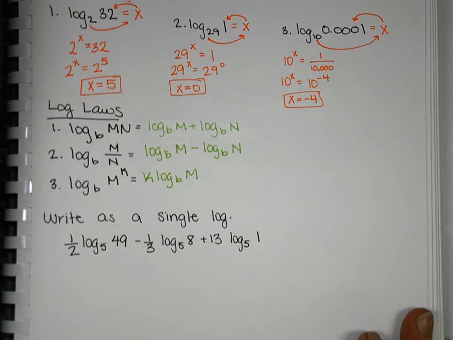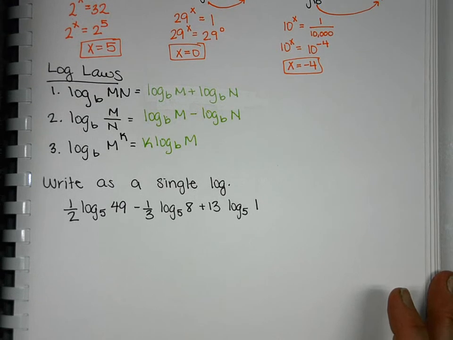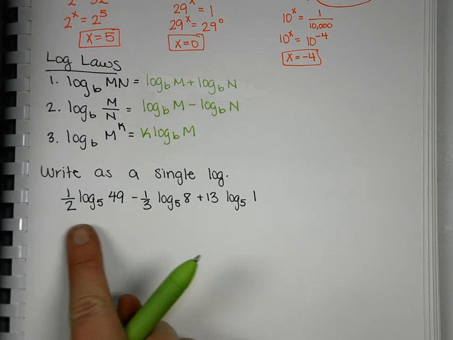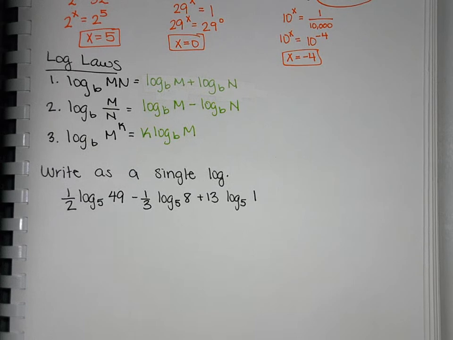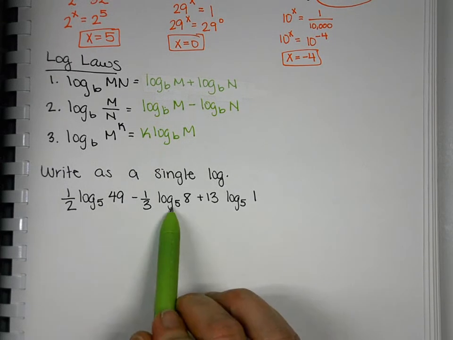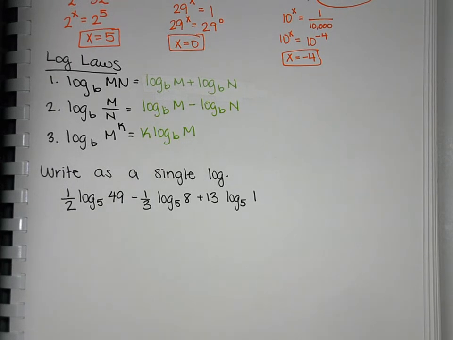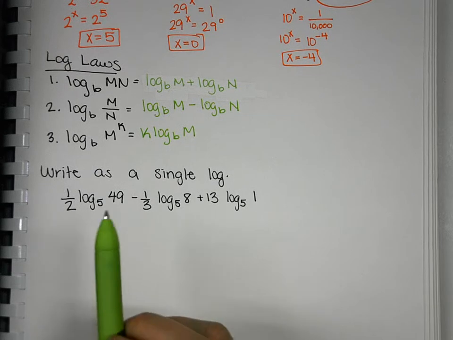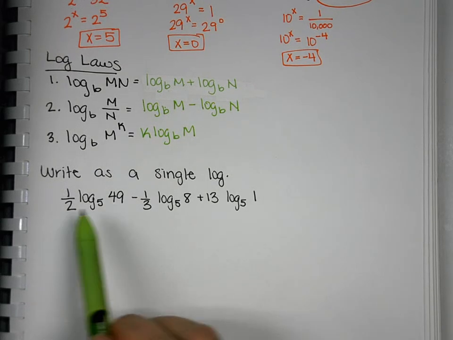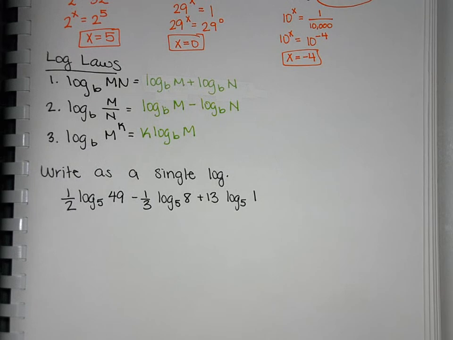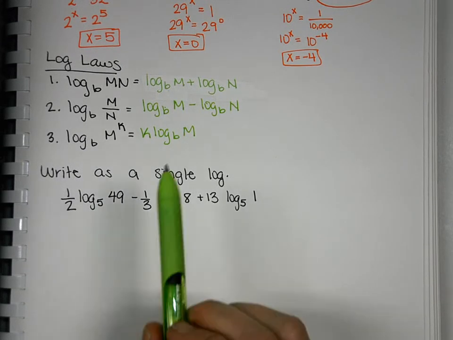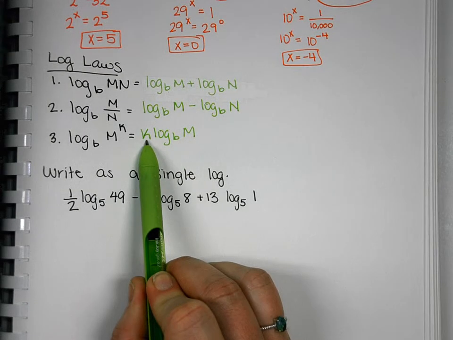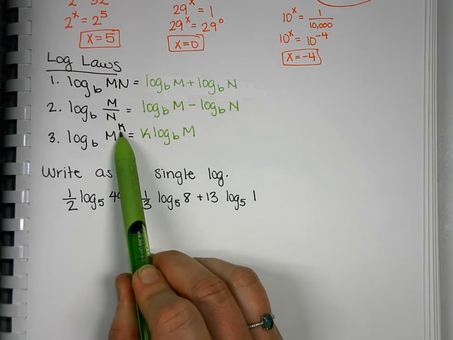Okay, so we have one more example where we're going to use these laws to condense all of this into just one log. Right now I have 1, 2, 3 logs. I want just 1 in my final answer. So we're going to just take it step by step. The first thing I notice is that all 3 of my terms have a coefficient in front. So what do I do with the coefficient in front? Well, if I have a coefficient in front, it comes inside as the exponent.